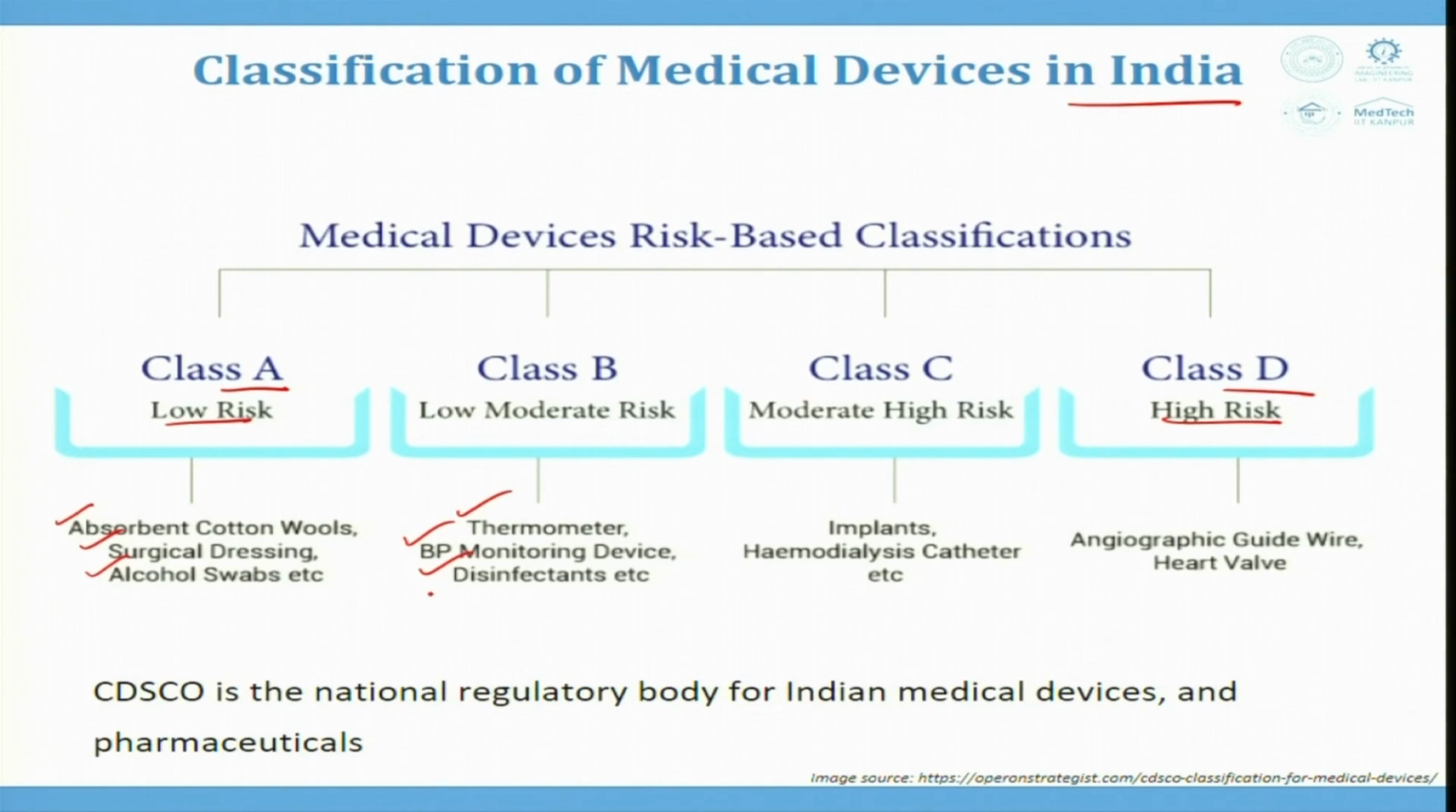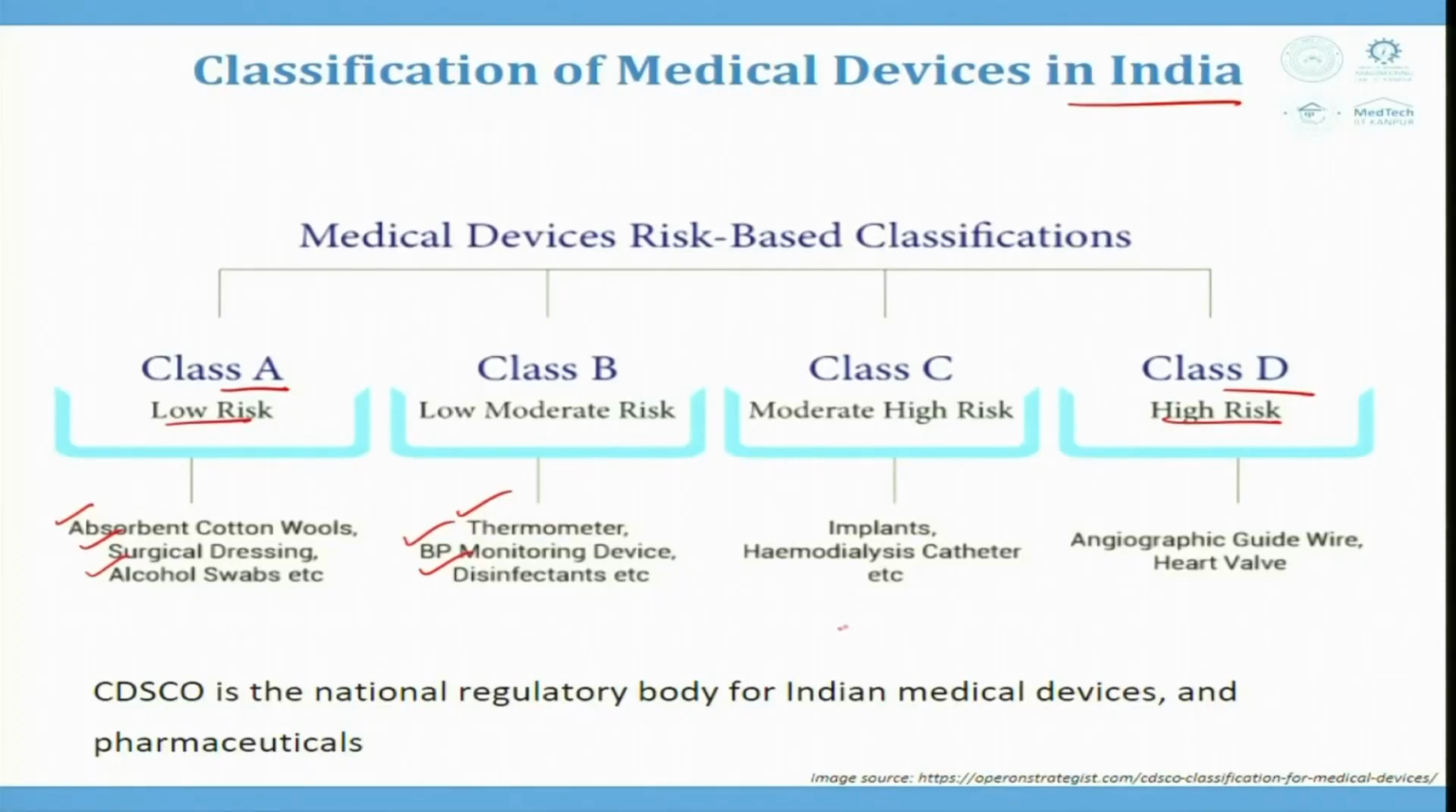As I said, a thermometer could fall in low risk, but here in India it falls in the low moderate risk category, since the thermometer goes inside your mouth. So, this is low moderate risk. Then moderate high risk is implants or hemodialysis catheter. For high risk classification, angiographic guide wire or heart valve are the examples.